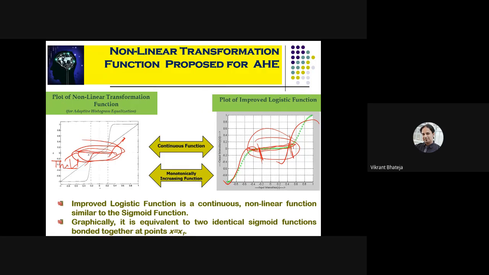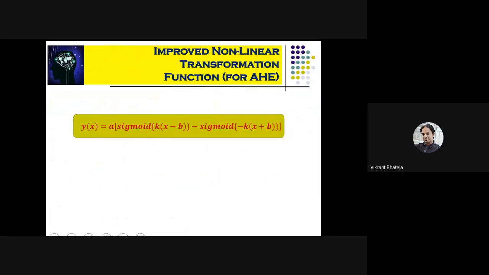Now, this is equivalent to two identical sigmoidal functions bounded together at x equal to x1, or at x equal to 0. This is how the mathematical function looks. It is an algebraic combination of two sigmoidal functions, but with a slight difference. If x is your input pixel, one time you are doing minus b, and one time you are doing plus b.